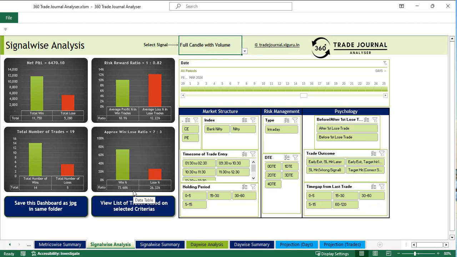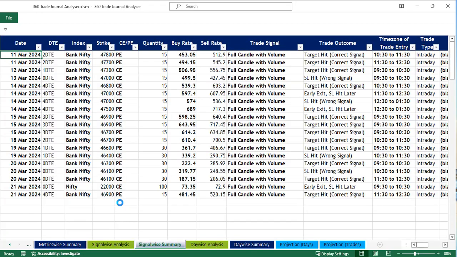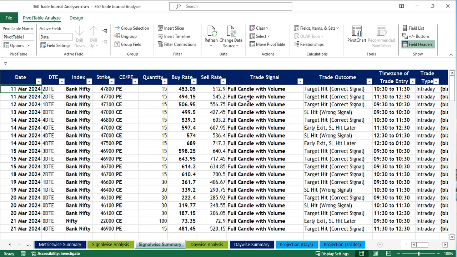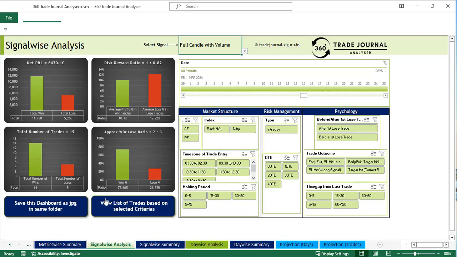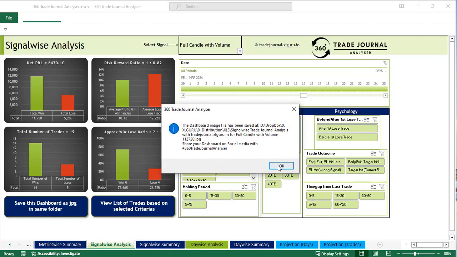And one more thing you can do here is, once you select the criteria or slicers, you can view the list of trades based on these selections. So if you click on here, it will bring you to the list of trades based on your selection. Like only full candle with volume trades are listed here. So if you want to drill down and analyze your trade on a trade basis, you can do that. And also you can save this dashboard like before in the same folder as JPEG, and you can share it on social media or save it for your future reference, right?